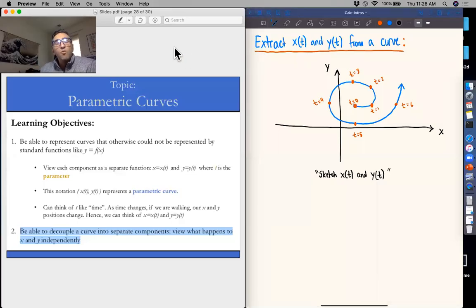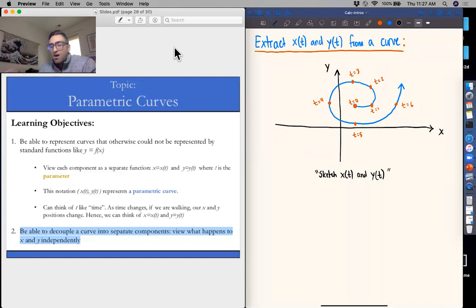In this video, we're going to go over how to extract information for both the x of t and y of t functions from this curve. So remember, this is a parametric curve, so we're thinking about the x component and y component separately, and they're both functions of this parameter t, which we can think about as time.